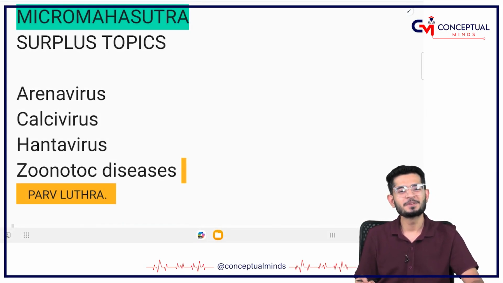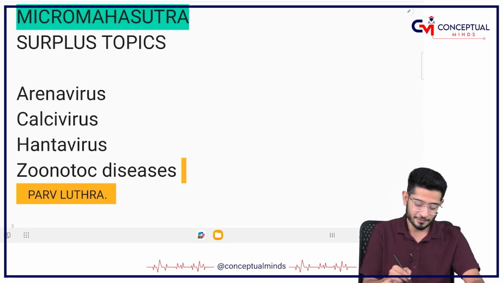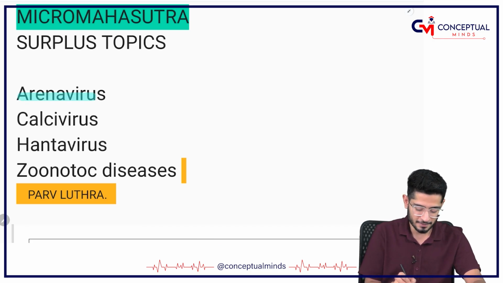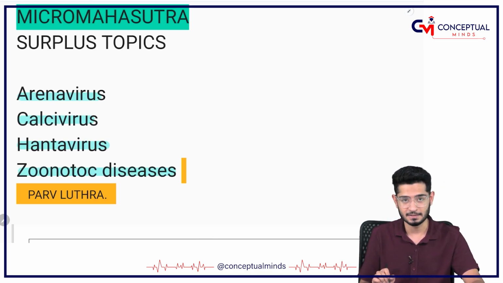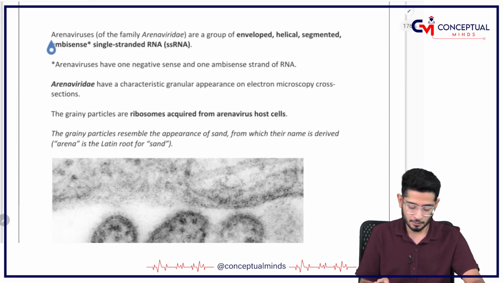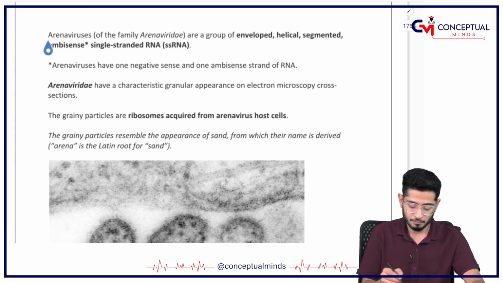Some surplus topics for discussion which are mandatory for your MBBS level. For anybody who is preparing for competitive exams, these topics are although considered in the list of surplus topics, yes, they hold a vital importance. We will have the discussion on Arenavirus, Calicivirus, Hantavirus, and we will enlist all the zoonotic diseases in this video. So let's start with the first one, Arenavirus.